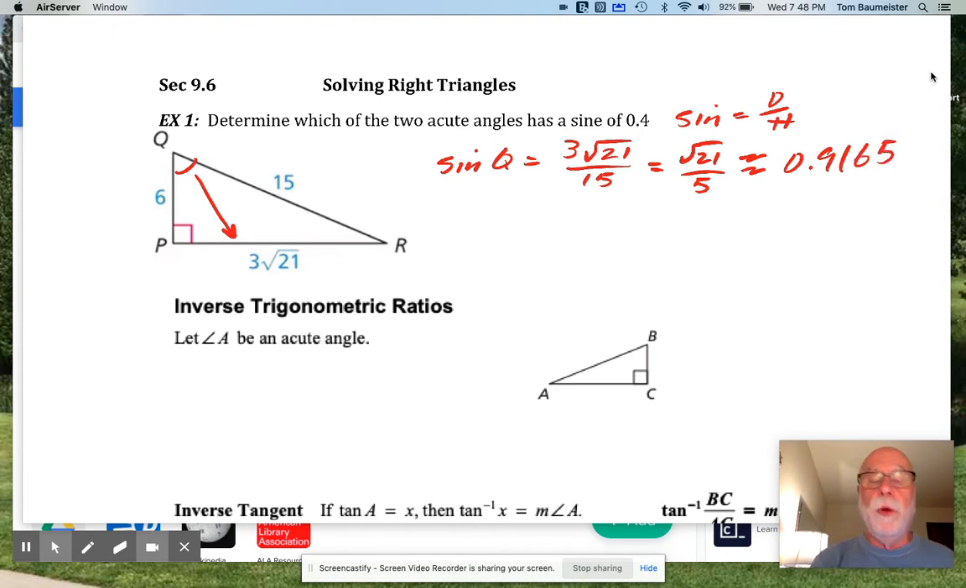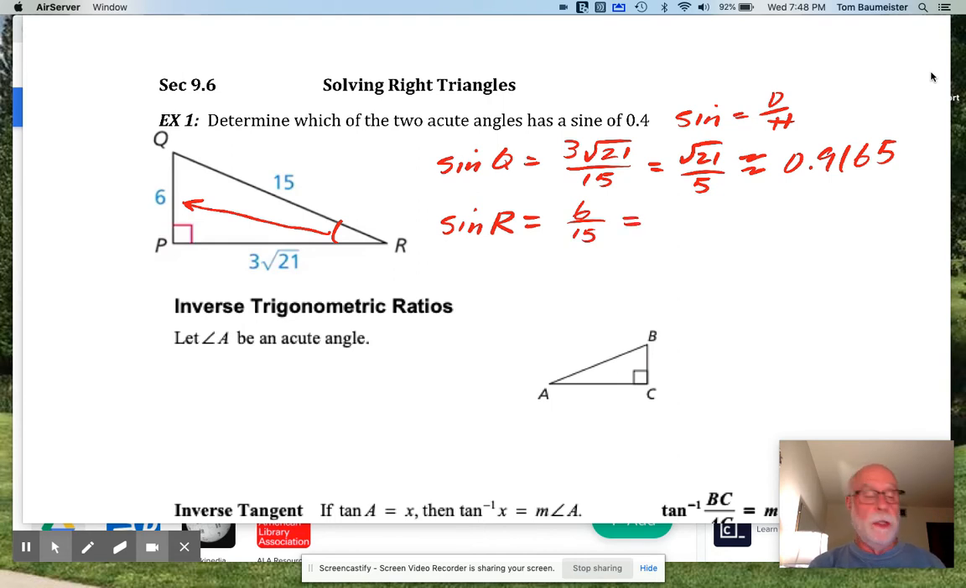Well, that one's not equal to 0.4, so it's got to be sine R. So for sine of R, let's look at that angle there. That would make 6 be our opposite, and our hypotenuse is still 15. So we'll have 6 over 15. It's a fraction I can reduce since 3 goes into both of them. So I can reduce that to 2/5. And if I take that, I would find out that it is 0.4.